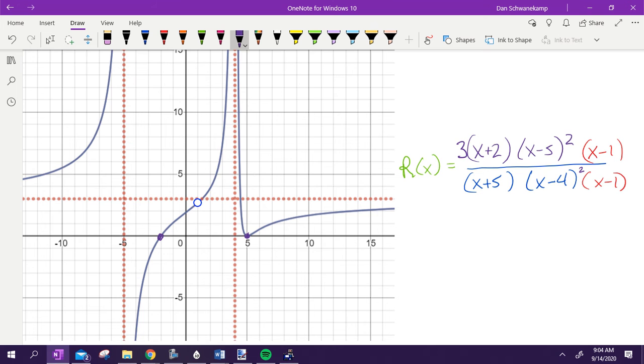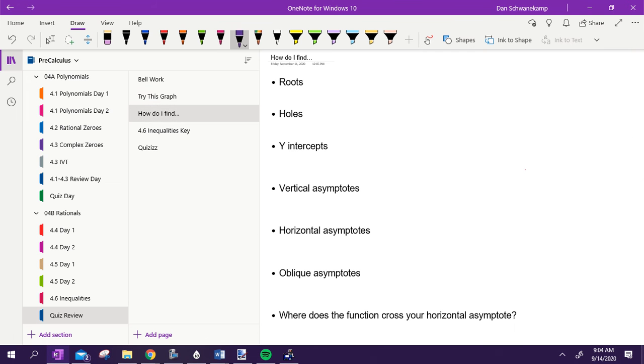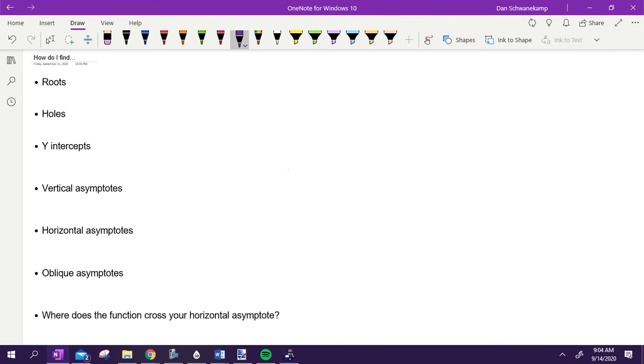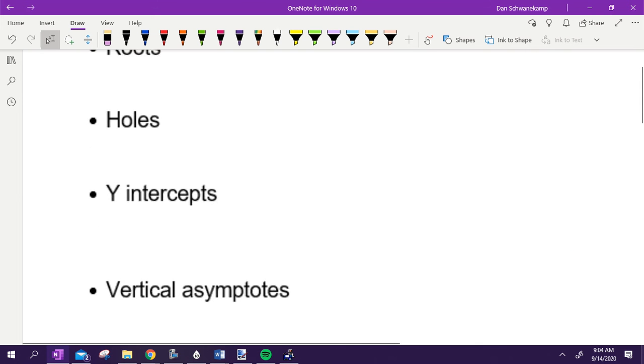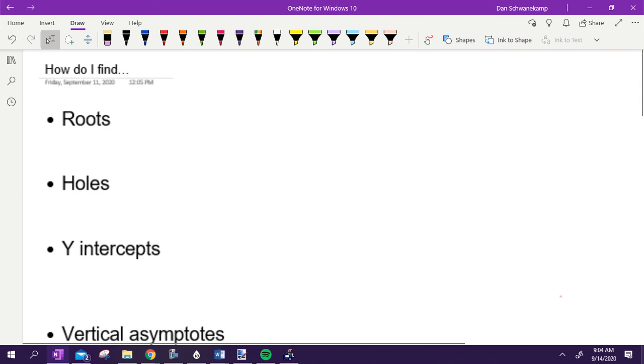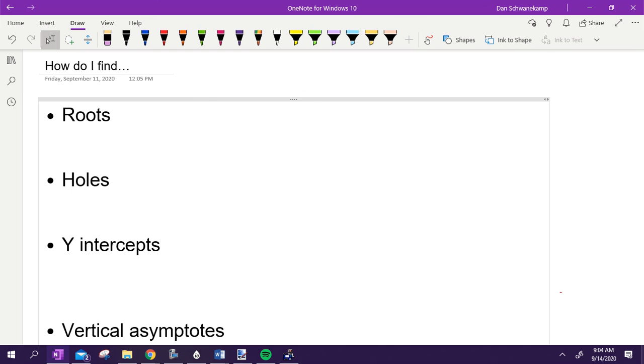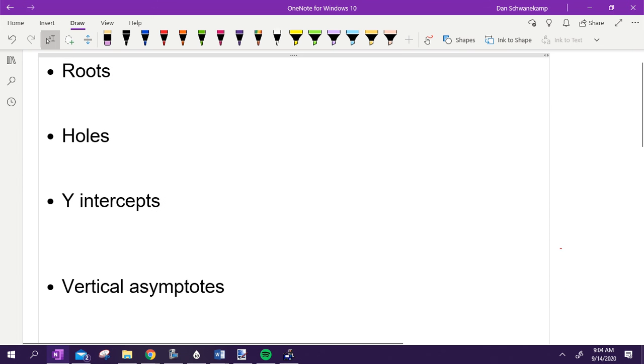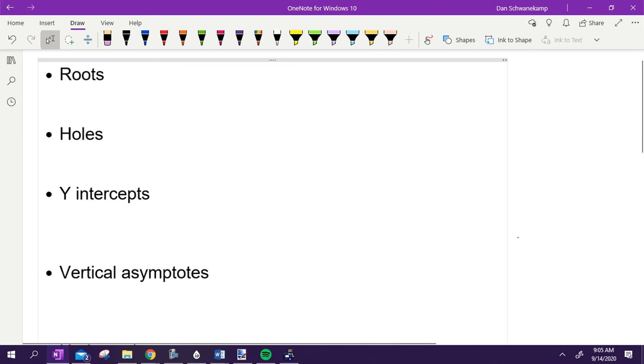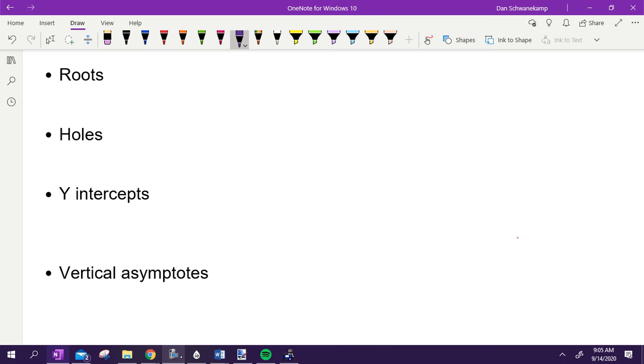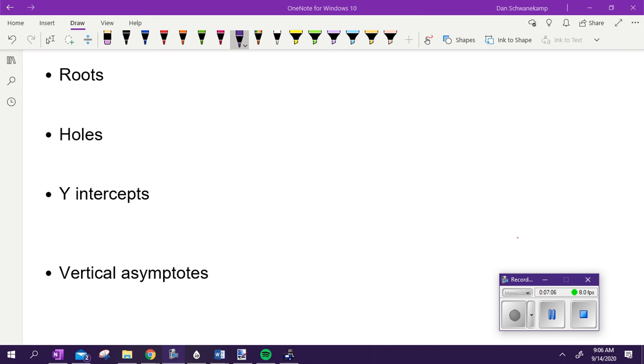Good stuff. One last thing here. The key to tomorrow is understanding how do I find these different things. Okay, if you can figure out how to find these things, you will do very well tomorrow. So with your neighbor, talk through where are you looking in the rational function to find those first 4 things. Talk with each other and go. Let's do it. So we're finding each thing. If you could find each one of these things, you should be good to go.